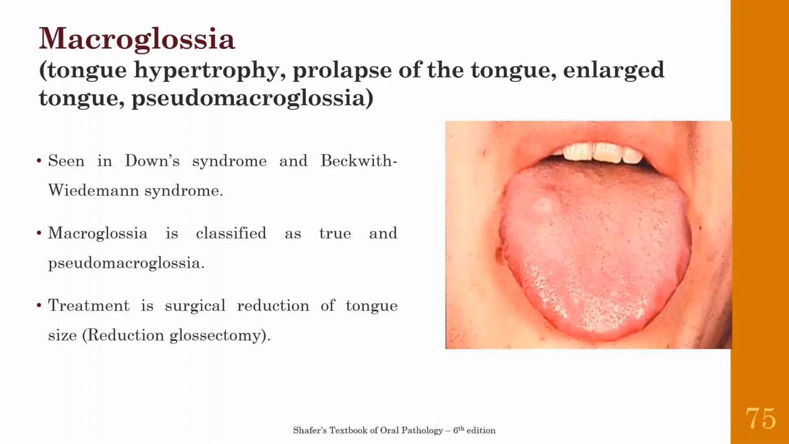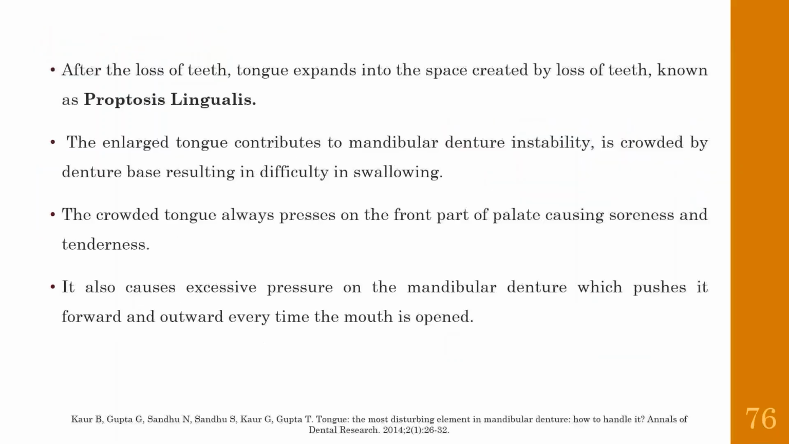Macroglossia, also called tongue hypertrophy or prolapse of the tongue. It is seen in Down syndrome and Beckwith-Wiedemann syndrome. Macroglossia is classified as true and pseudomacroglossia. The treatment is surgical reduction of the tongue size, or reduction glossectomy.